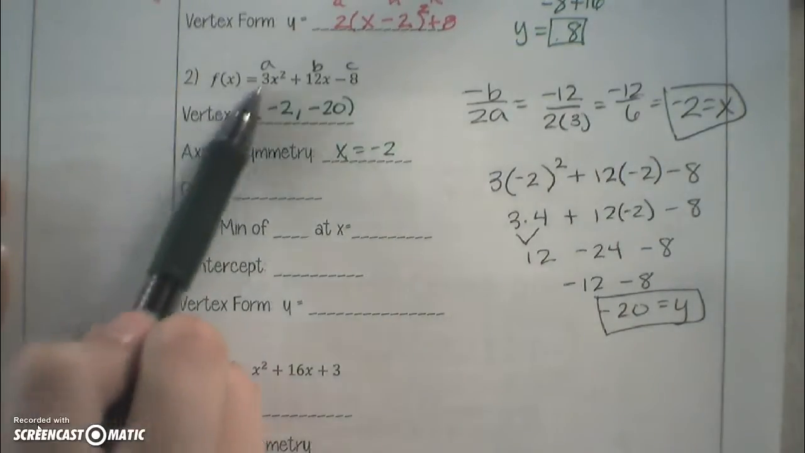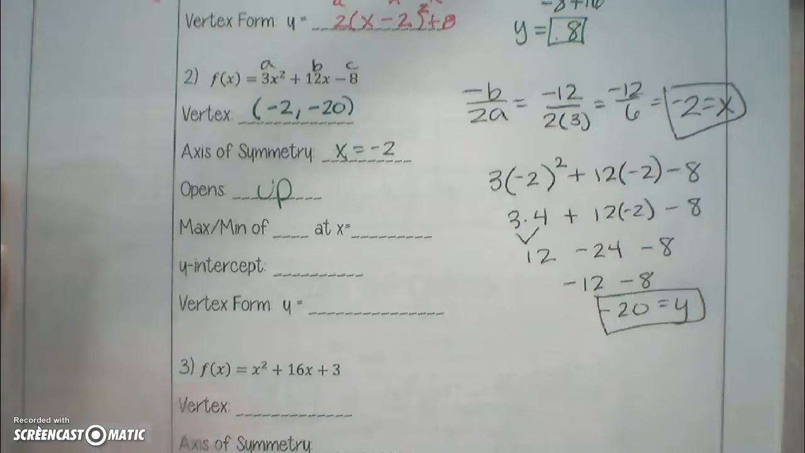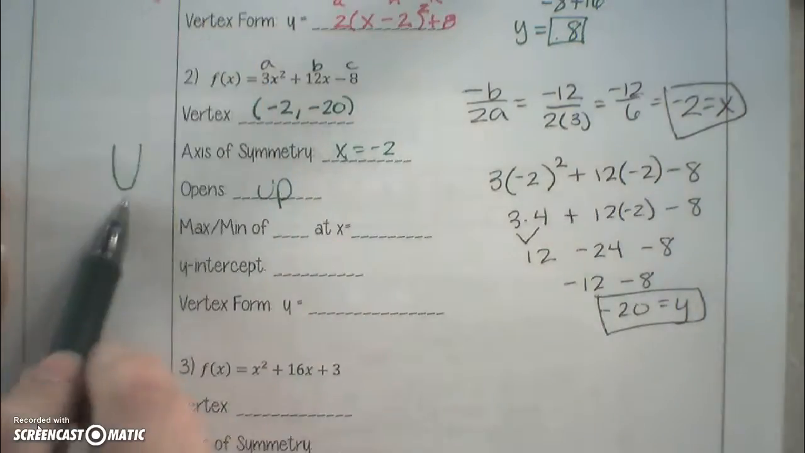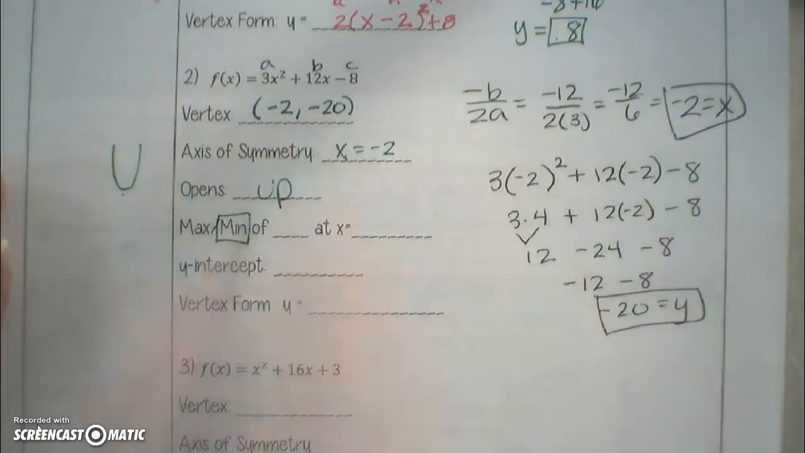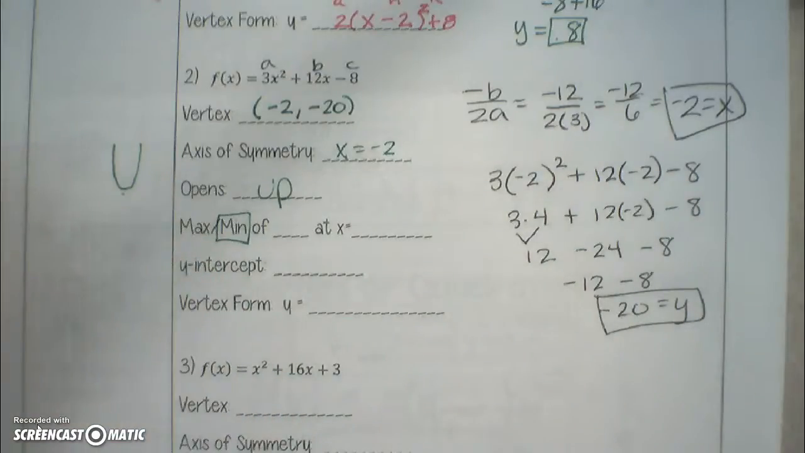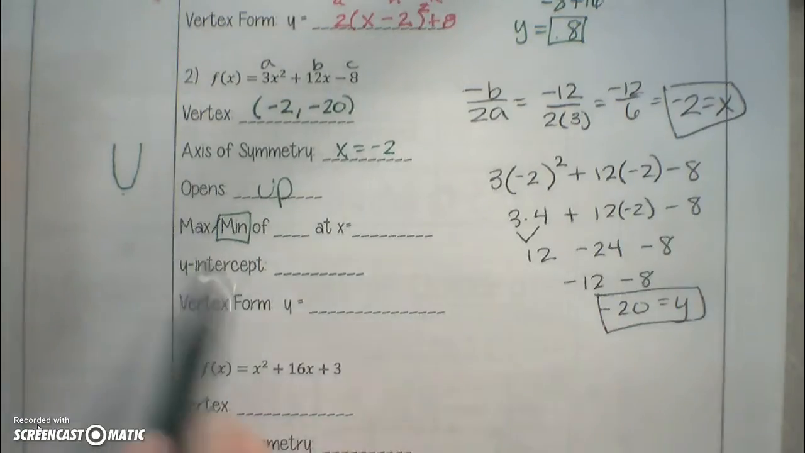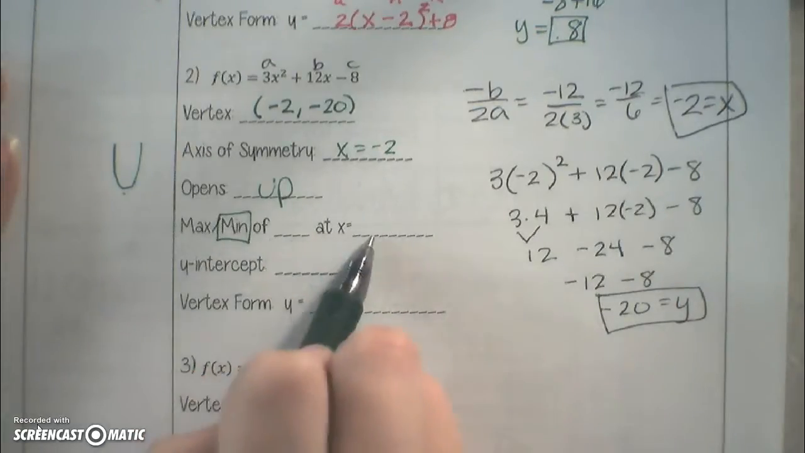This is opening, look at the beginning, up, because we're positive. Since it's opening up, again, we're going to have a hole, and that means we should have a minimum. Whenever it's negative, that's when it would be upside down. It would be like a mountain, and we would have a maximum. And you can look back at your previous page with that chart, and you'll see the difference between that minimum and maximum. We want to put our y value here and our x value here.